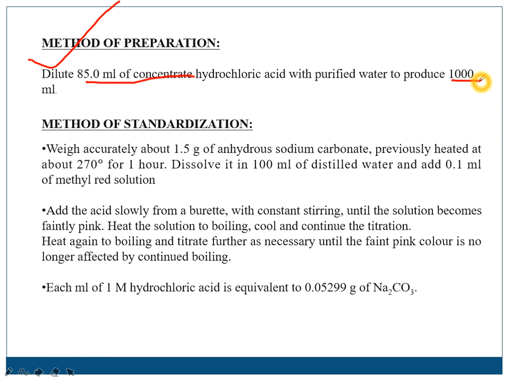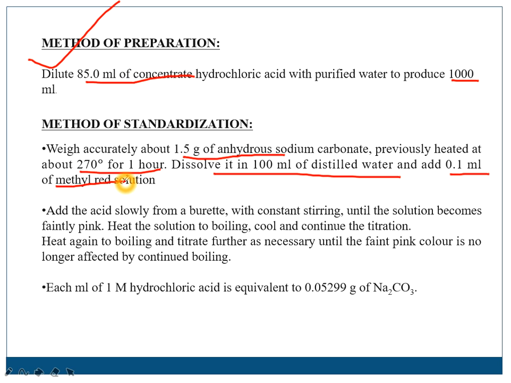Next is the standardization procedure. As we have discussed in the principle part, we take the primary standard as sodium carbonate. So, we have to take an accurately weighed amount of 1.5 gram of anhydrous sodium carbonate, which was previously heated at 270 degrees Celsius for 1 hour, and then dissolve it in 100 ml of distilled water. Add 0.1 ml of methyl red solution as the indicator.